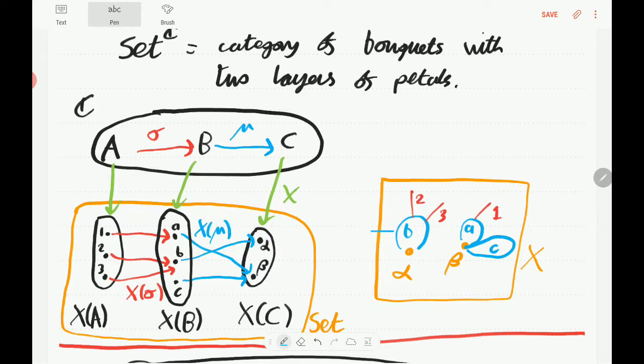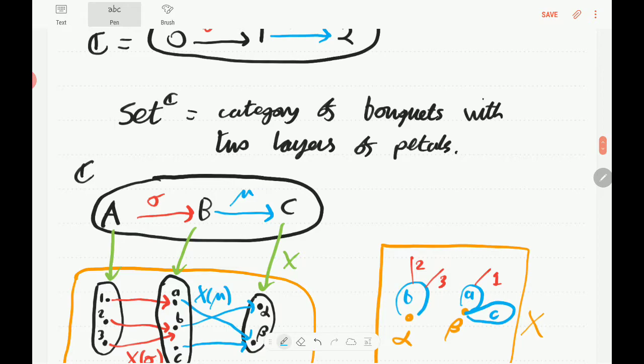And then for each petal, for example, petal little b here, there can be different petals on the second level that get sent to them, and that's what happens under this function X of sigma. So X of sigma sends 2 and 3 to b, so these second order petals 2 and 3 are petals coming off this petal little b, which is a petal of the vertex alpha. Okay, so this is this idea of this category of bouquets with two layers of petals.